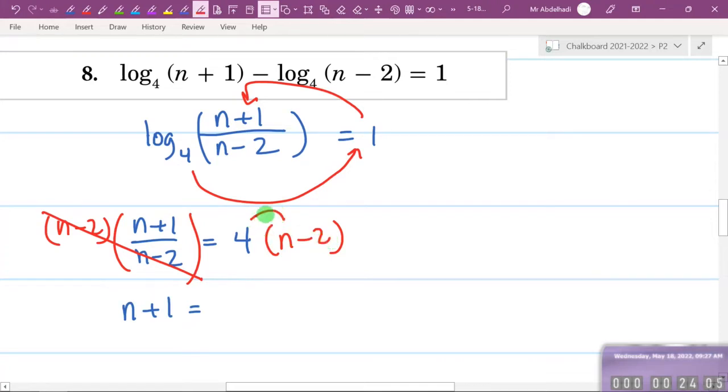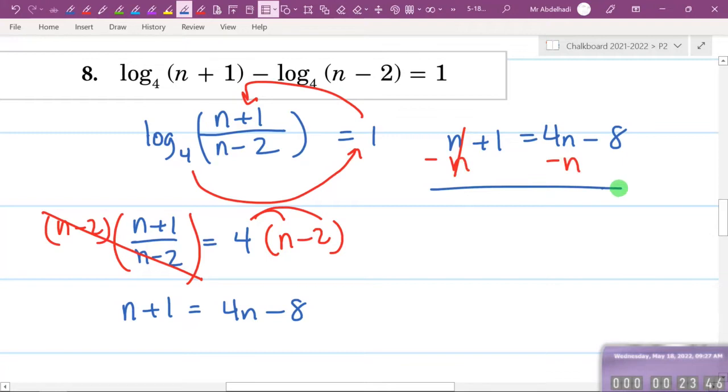Let's distribute this while we're at it. This becomes 4n minus 8. And now what you have is an algebra 1 equation that you have to solve, right? So we got n plus 1 equals 4n minus 8. We'll get rid of the smaller of the 2 n's. So I'll get rid of this n right here by subtracting it from both sides. That's gone now, right? This is 1 equals 3n minus 8.